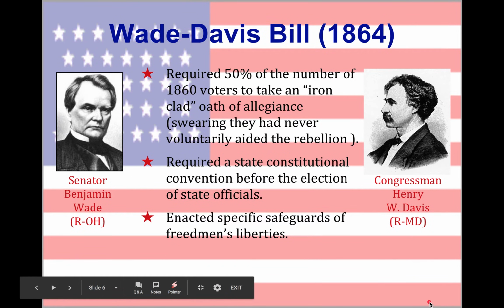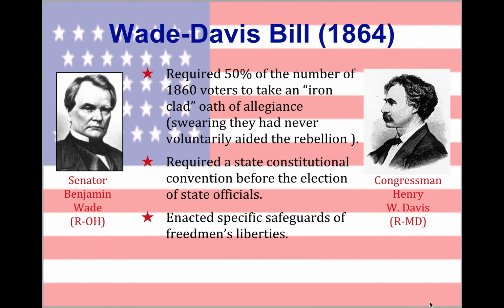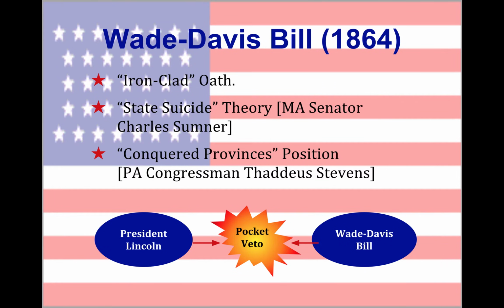If they swear this loyalty oath, or the ironclad oath that is, then they still have to proceed with a constitutional convention. And you'll see as we move forward, they're going to have to adopt all the new amendments that are added to the Constitution in order to become states. But when the Wade-Davis bill is adopted, that's not yet the case. All right. And lastly, the Wade-Davis bill required certain protections of the freedmen's freedoms. And we're going to see what those freedoms are in a future video.